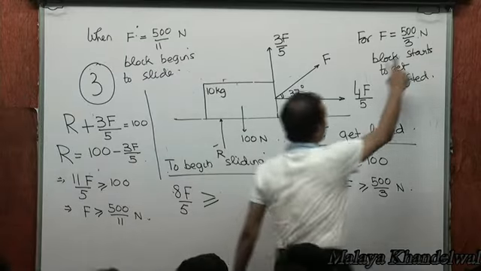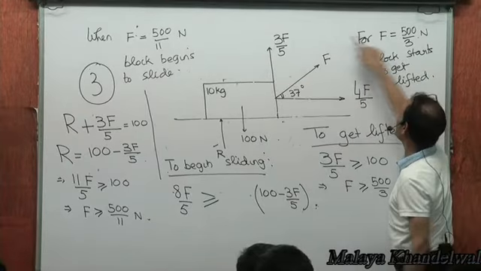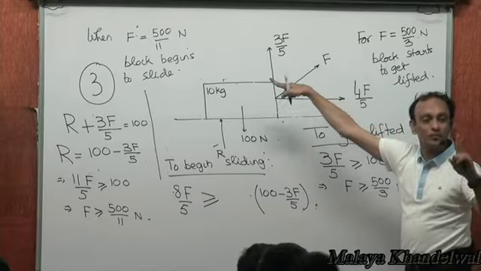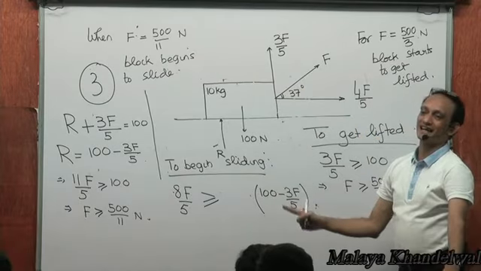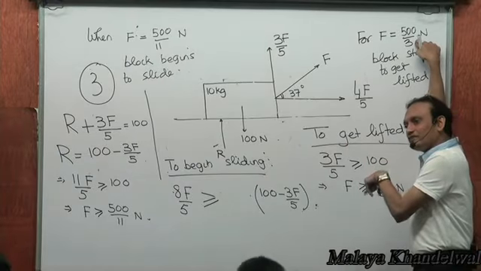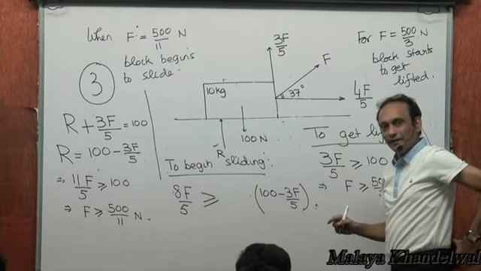When F is 500 by 3 newtons, it will start to get lifted. Which comes earlier, 500 by 11 or 500 by 3? 500 by 11 comes earlier. That means the block will first slide. And when F subsequently becomes 500 by 3 newtons, it will get lifted. Yes or no? Got me?